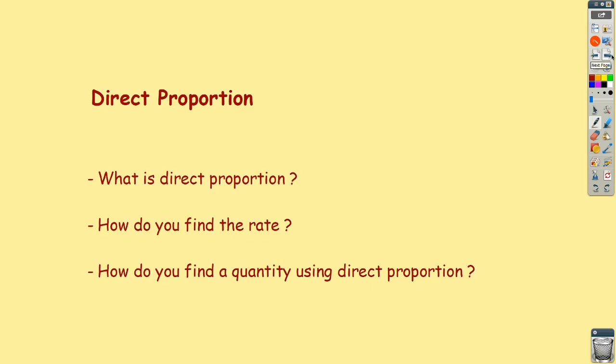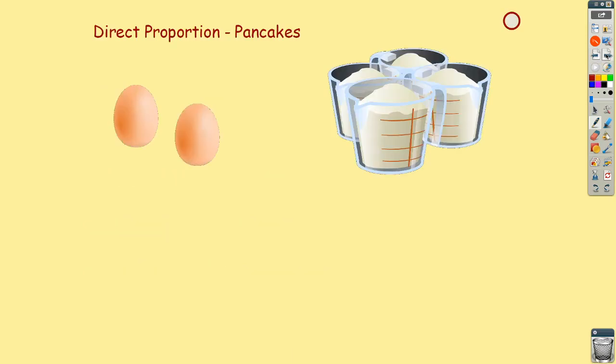So, direct proportion. The best way to illustrate this is with a really quick example with some visuals. When we talk about direct proportion, what we really mean is when we have two quantities that are linked. So if, for example, you had a pancake recipe, and in that recipe it said you need 2 eggs and 4 cups of flour, you would say the ratio of eggs to cups of flour is in direct proportion if doubling one meant that you had to double the other.